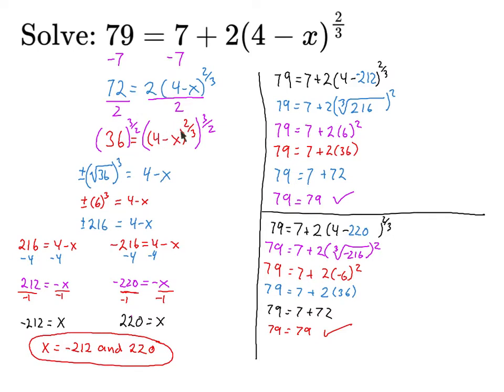So what we do here is to get rid of this power of 2/3, we do reciprocal power, 3/2, because when you multiply these, you get 1. And you do that to both sides. So when you do that, the right side is 4 minus x.